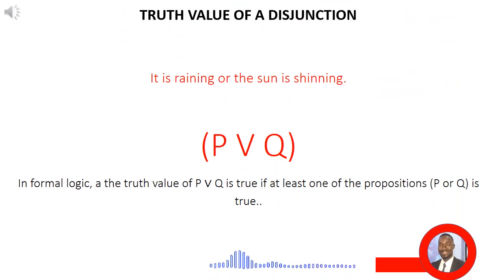To know the truth value of a disjunction, since we are looking for a situation where at least one of the propositions is true, a disjunction is false when the 2 propositions are false together. What this means is that if someone makes a statement, it is raining or the sun is shining, if it is the case that it is raining and the sun is not shining, a disjunction is still valid because it's saying either or. If it is raining and the sun is still shining, it is still permissible because at least one of them is true. But if we have a situation whereby it is not raining and the sun is not shining, then a disjunction is false because the disjunction is defeated.